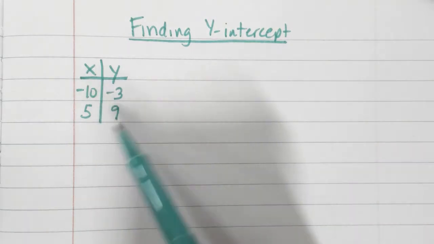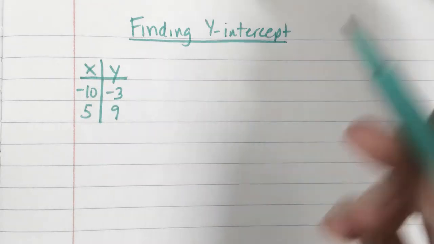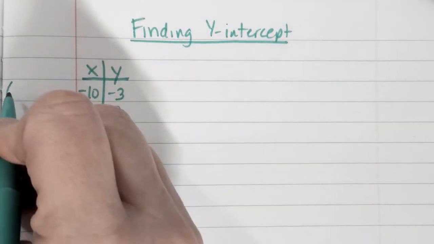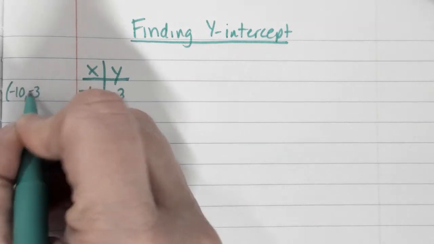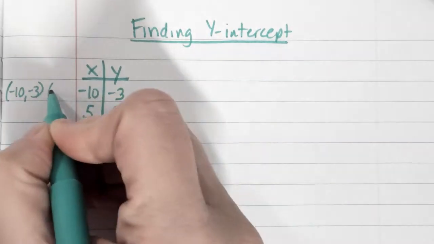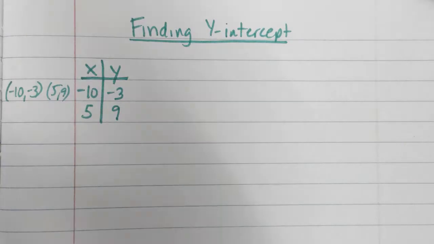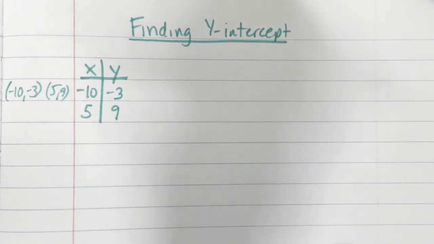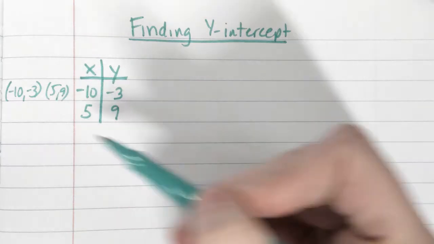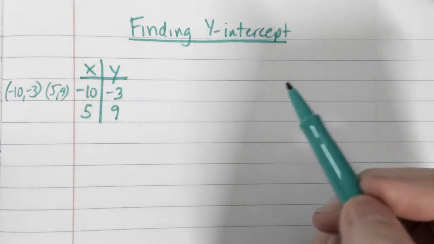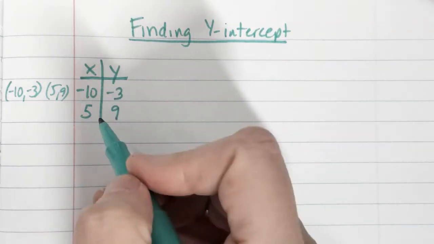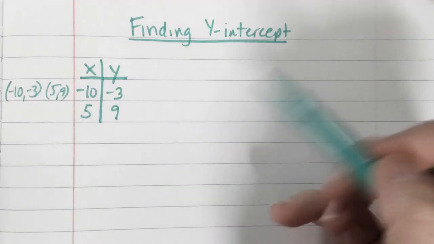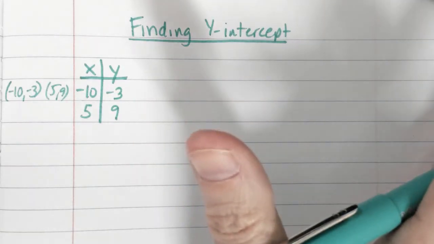So I might see something like this where they give me a table, or instead of writing it like that, they might write it as two ordered pairs. So like -10, -3, and 5, 9. Either way, in order for me to find the y-intercept, I have to find the slope first. So in this case, I could graph these 2 points and try to eyeball it. If you wanted to use grid paper and try to eyeball the y-intercept, you can do that too.